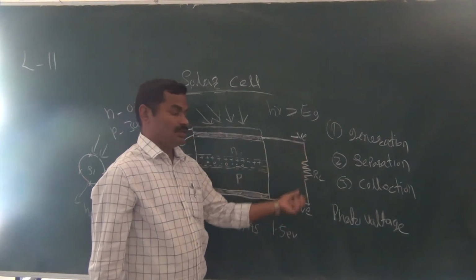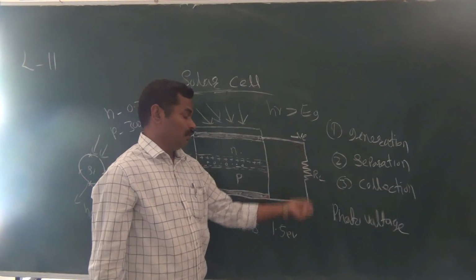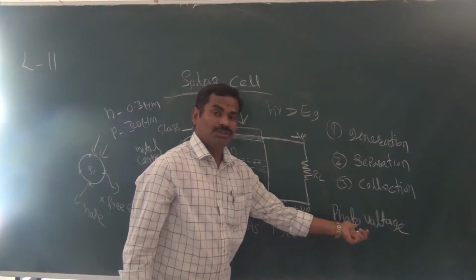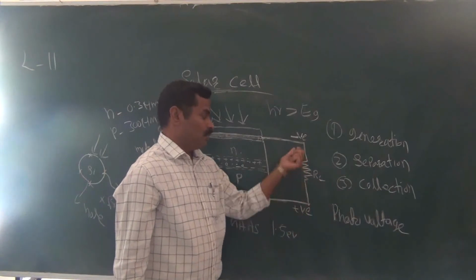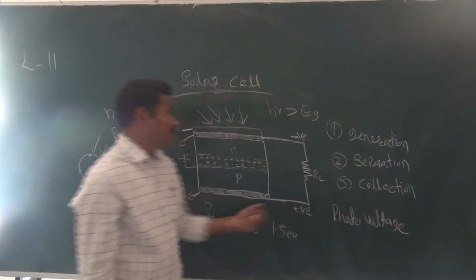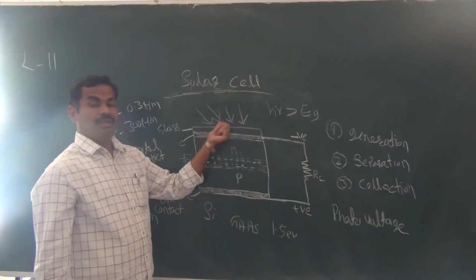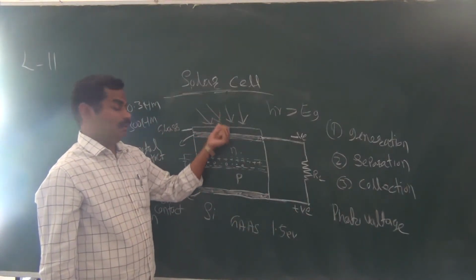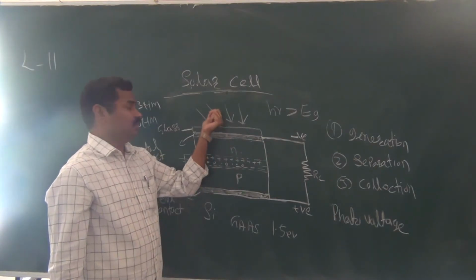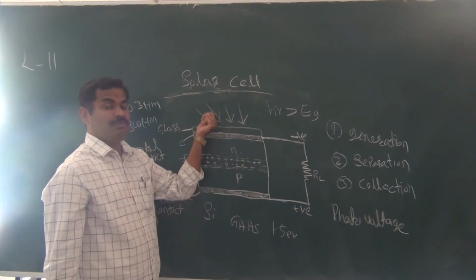Or they will create some electrodes here: negative electrode, positive electrode. And an important thing, it is something called photo voltage. They will create a voltage here, and that voltage is nothing but the photo voltage. Why is it called photo voltage? The voltage is because of the incident light of the photon. The voltage is because of the photons. Photon is nothing but the incident light of the sun.